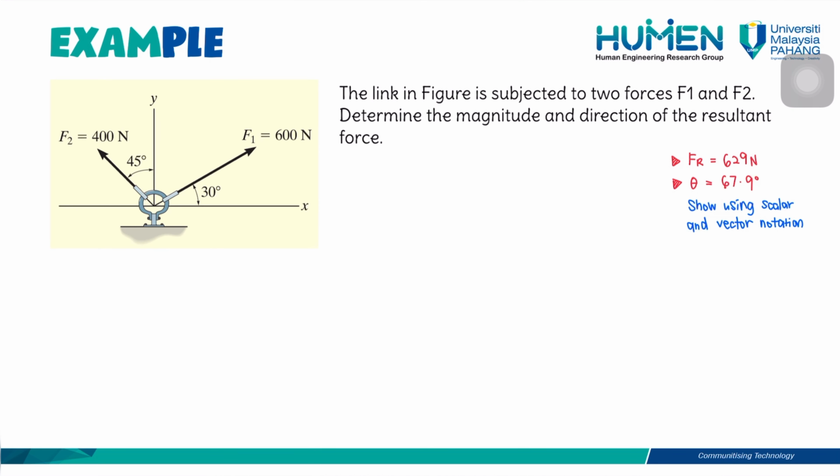Okay, this is the second example of this topic. The link in the figure is subjected to two forces, F1 and F2. Determine the magnitude and direction of the resultant force. For the first step, the question asks you to show the answer using scalar and vector notation, so you have to do both methods.